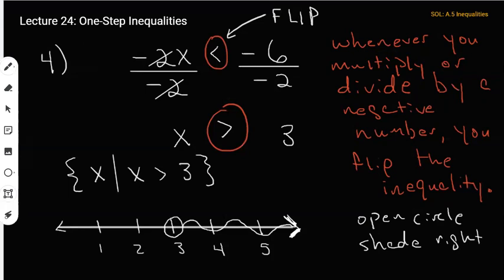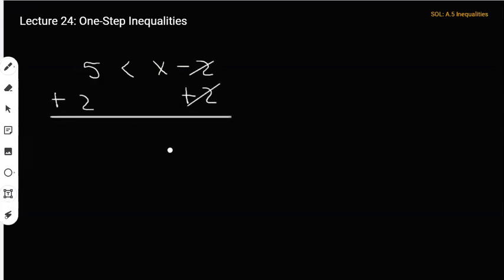Okay, so one word of caution before you start your classwork. Sometimes you'll see inequalities where the variable is on the right-hand side. If you have something like this, you would solve it as normal. So you could add 2 to both sides. Everything stays the same. 5 plus 2 is going to give you 7. And you have 7 is less than x.